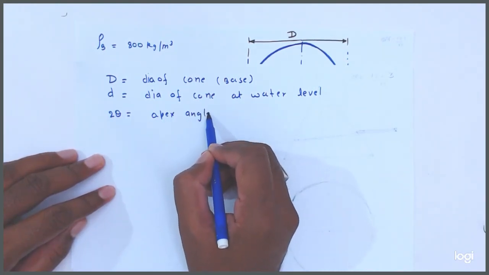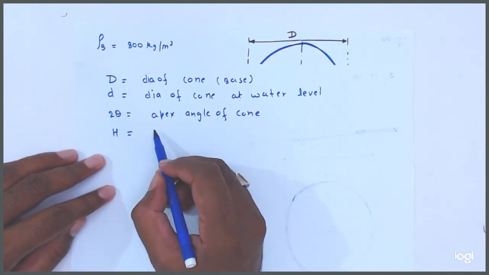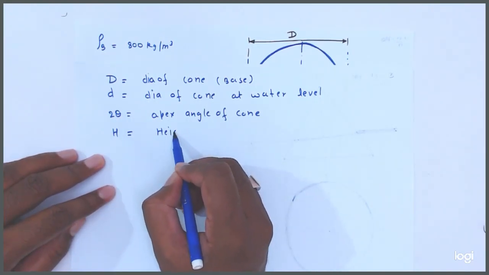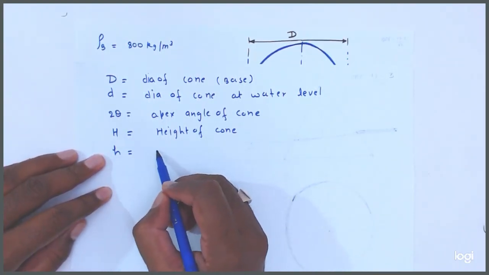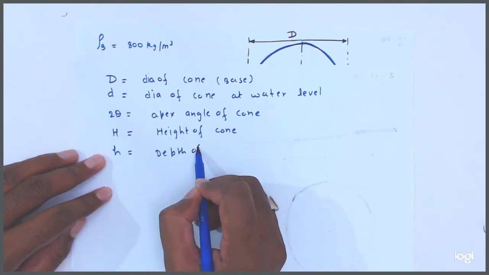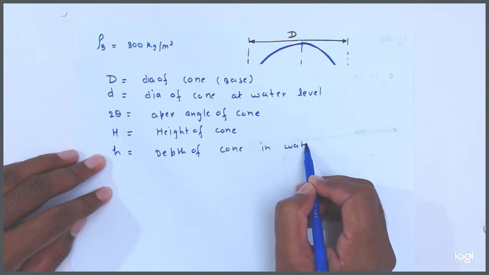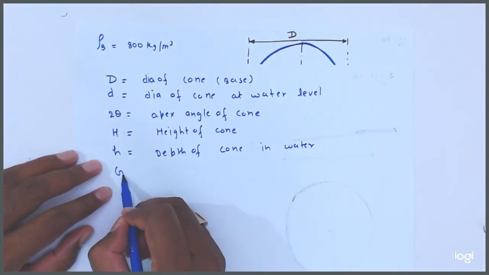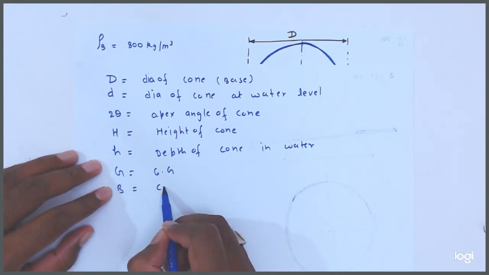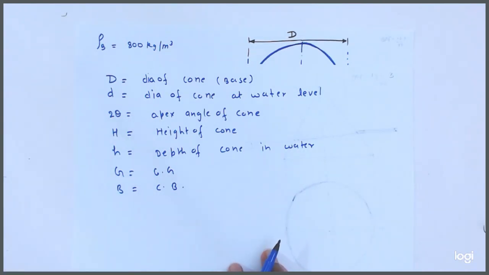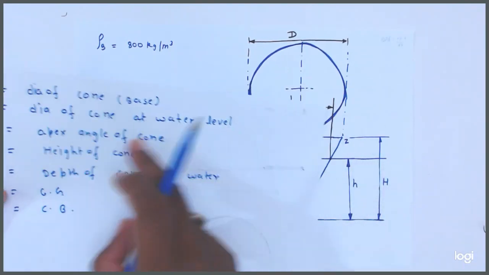Apex angle of cone. And capital H is equal to what, friends? What we are giving? Height of cone, and small h is equal to what? Depth of cone in water. G is the center of gravity and B is the center of buoyancy. Okay friends, now all terms I explained here.